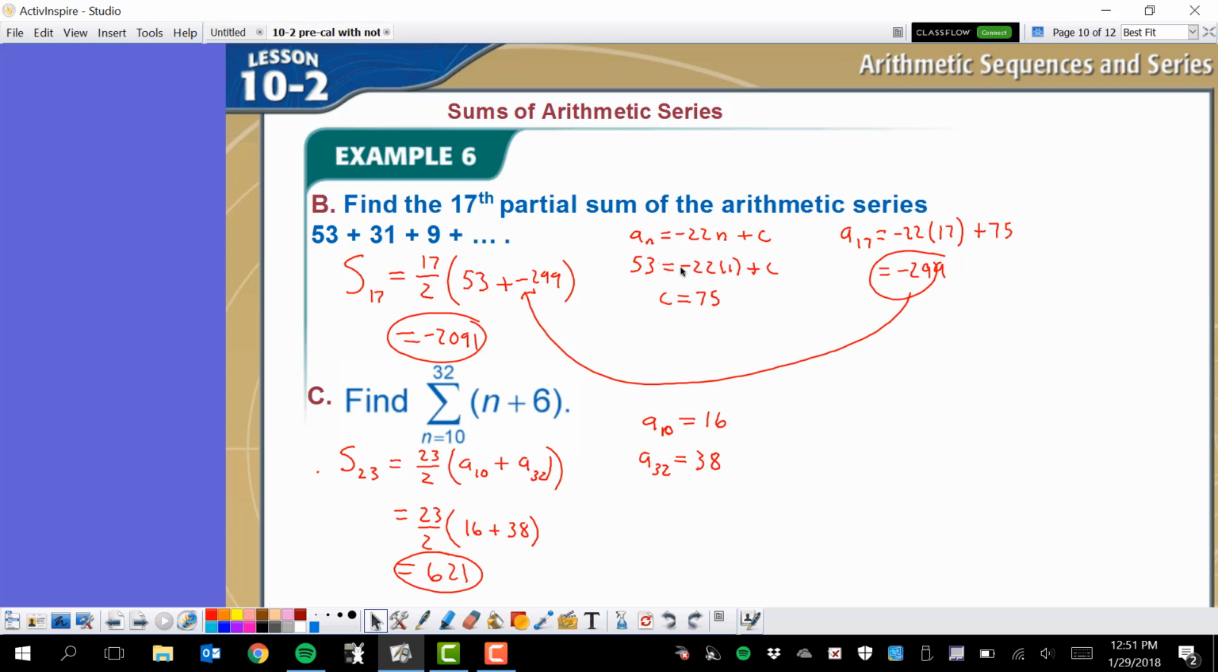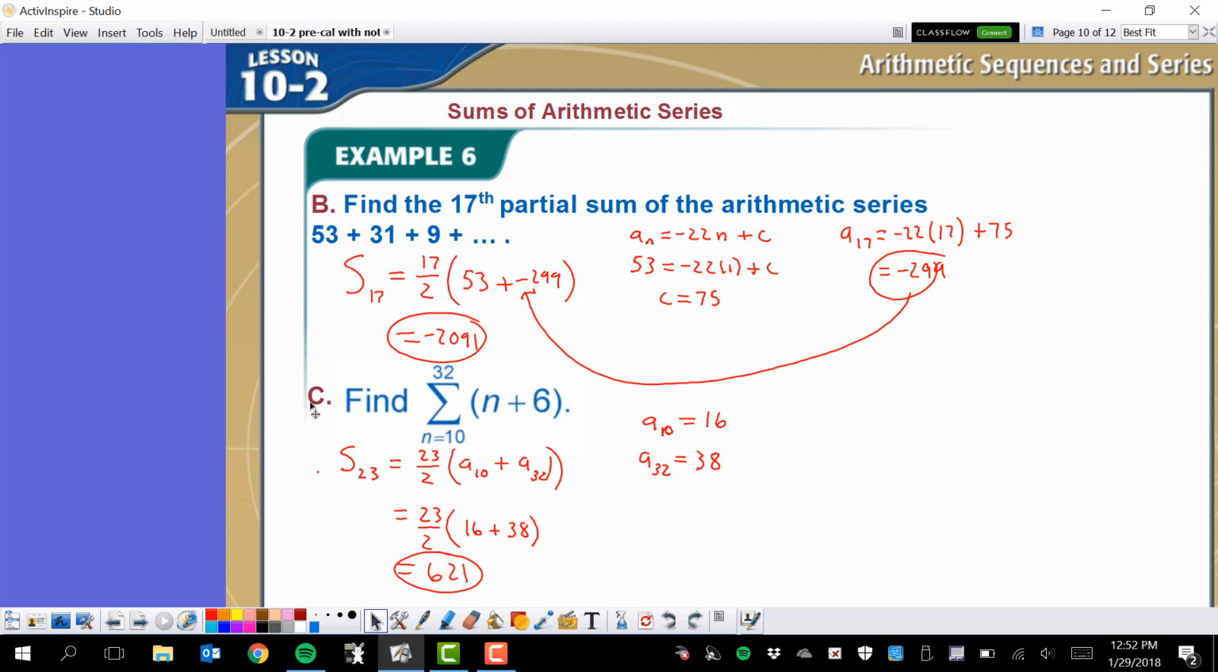I know my common difference is -22, and I know the first term is 53, so 53 goes here. I replace n with 1, and I solve for c to get 75. Put that all together, and plug 17 in for n, and I get -299, which is my A17 value. Plug this expression in, press enter, and you get -2091.